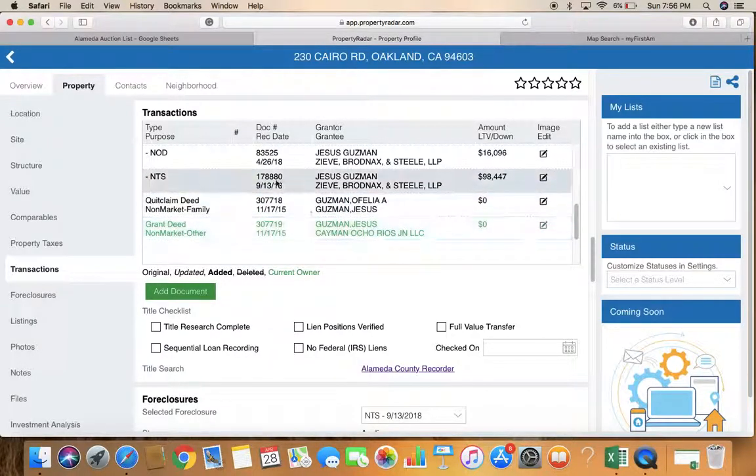see this property had a notice of sale. You can also see that there was a grant deed. A grant deed means that they sold the property, but a notice of sale means they were recently in foreclosure. They were actually in auction phase. So we're going to see who's on the loan. So the person on the loan, as you can see, is Jesus Guzman, okay? Jesus Guzman is on the loan, but it looks like Jesus Guzman sold it to Cayman Ocho Rios JN LLC.